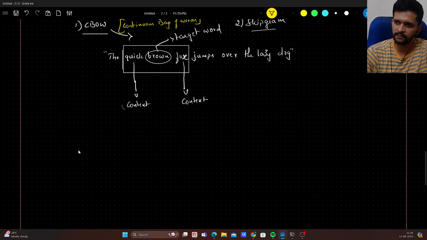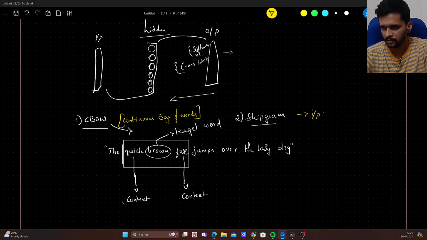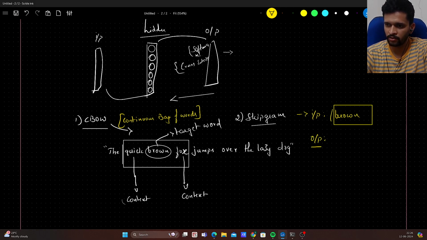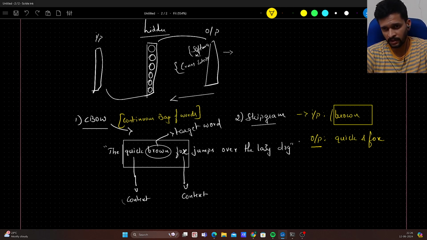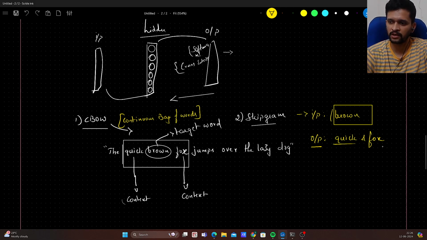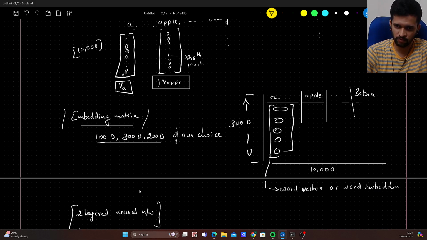And in the case of skip-gram, the input will be the target, that is brown. Input will be brown, and we expect the neural network to predict quick and fox, right? So this is the approach for skip-gram implementation. So in CBOW we give the context and ask it to predict the target word. In skip-gram we give the word and ask it to predict the context surrounding that particular word, right? So this is how we train the Word2Vec model.